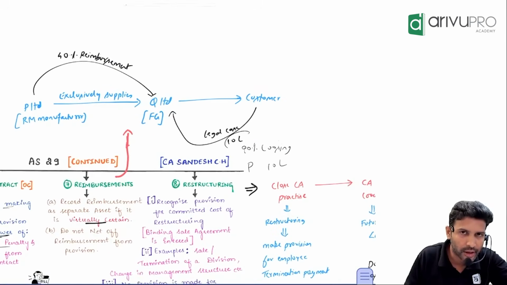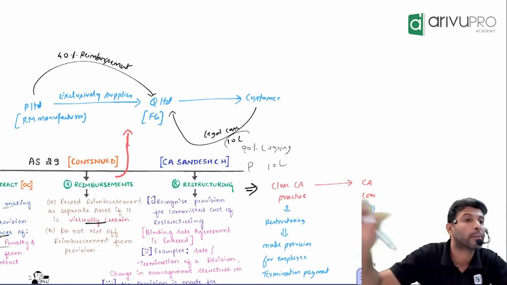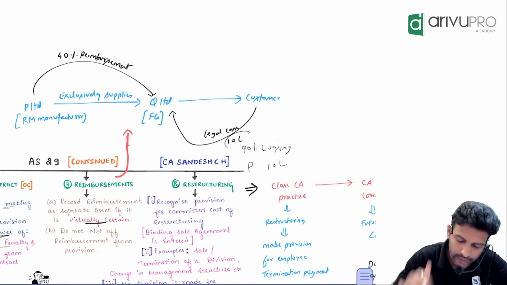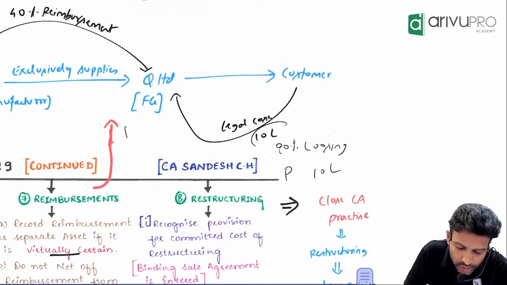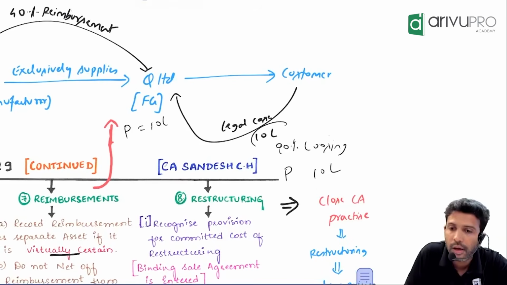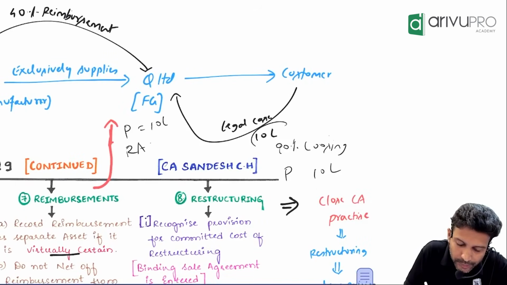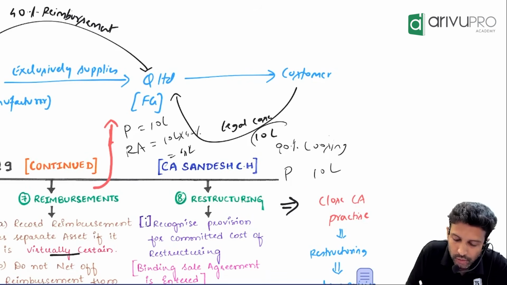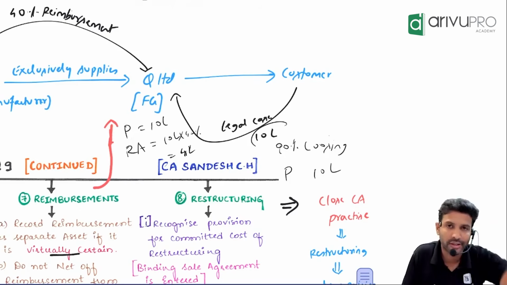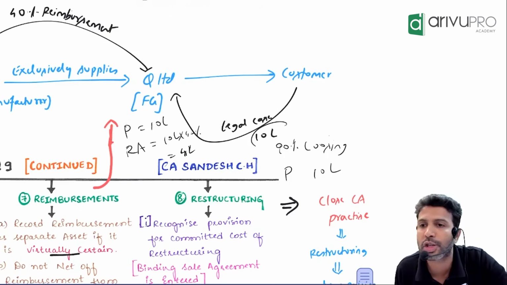What AS 29 says is provision and reimbursement should be shown separately. Should not net it off. Here Q should recognize provision separately for 10 lakh and show reimbursement asset separately for how much value? 10 lakh of 40%, which is 4 lakh. Provision should be shown as a separate liability. Reimbursement should be shown as a separate asset.